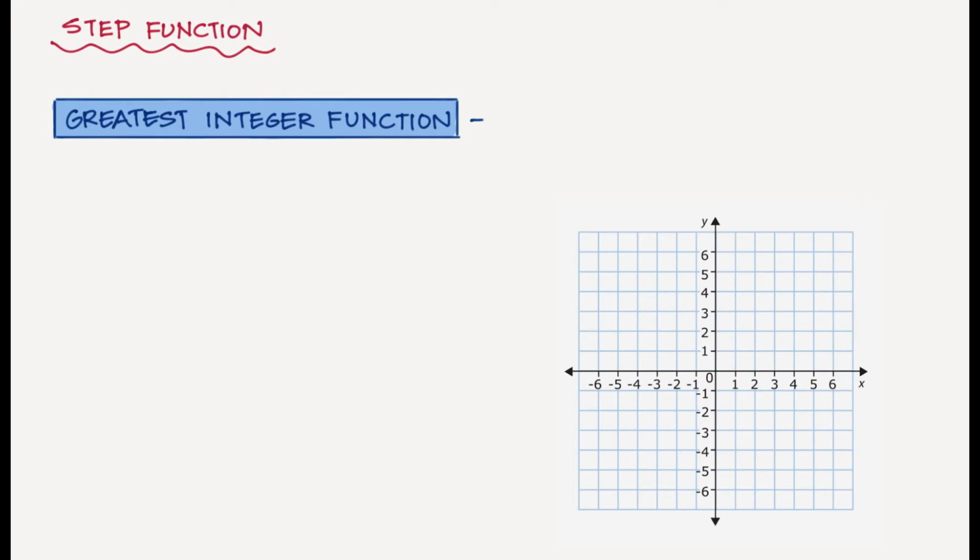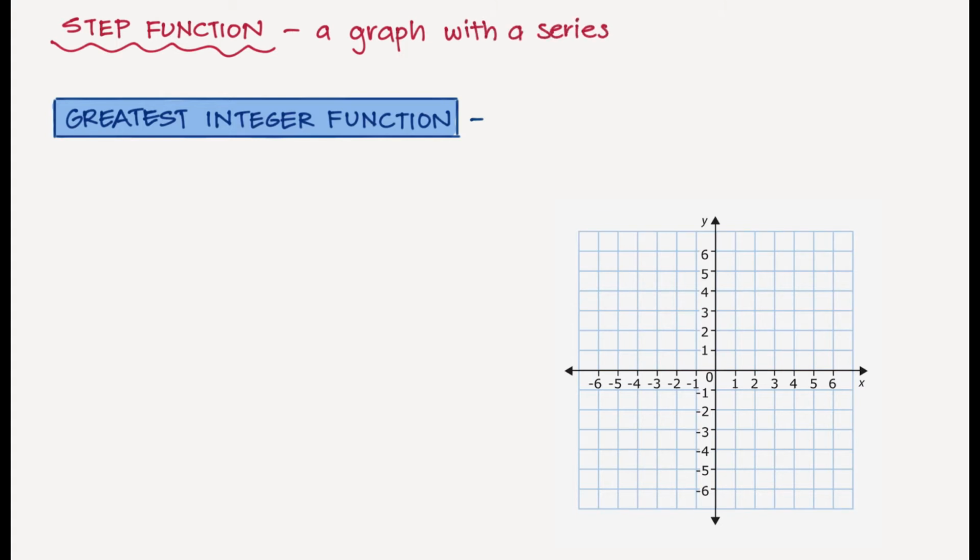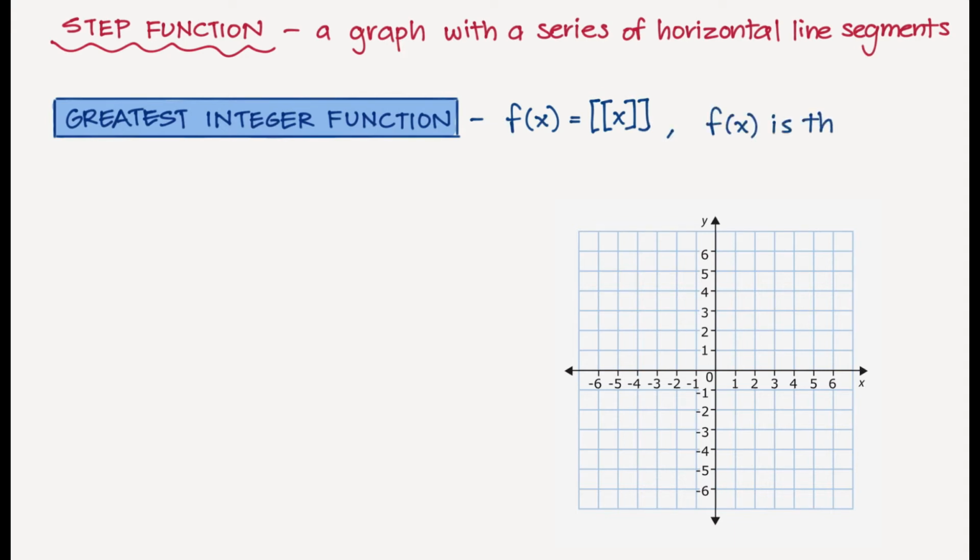Now let's move on to a step function. A step function is a little different than a piecewise function. This is where the graph is going to have a series of horizontal line segments. So really, visually, it's going to look like a bunch of steps. And the greatest integer function is kind of like the parent function, where it says f of x is equal to this double bracket around the x. And this is telling us that the function is going to be the greatest integer less than or equal to the x value that you choose.